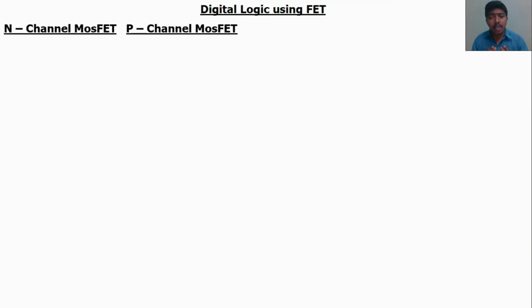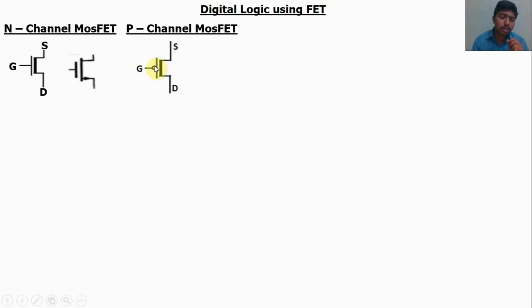If a circuit is given, you should know whether it is an N channel MOSFET or a P channel MOSFET by observing the symbols, so remember the symbols. If there is a dot, the MOSFET is a P channel MOSFET. If there is no dot, that MOSFET is an N channel MOSFET. Otherwise, if the arrow points inside, that MOSFET is a P channel MOSFET. If the arrow points outside, then the MOSFET is an N channel MOSFET. You should remember these symbols.